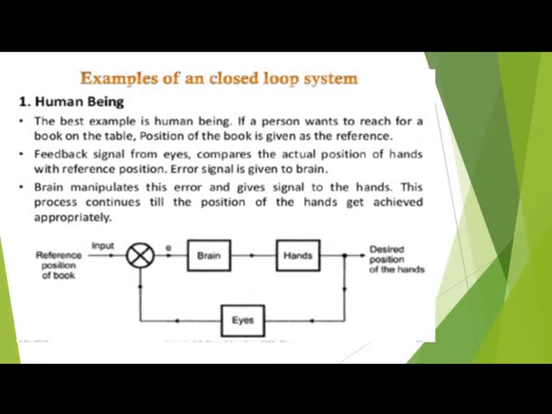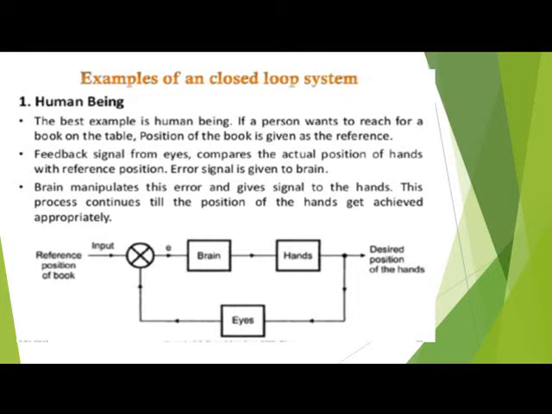Next is another example of a closed loop control system, very easy to understand: the human being. A person wants to reach for a book on a table. The position of the book is given as a reference. The feedback signal from the eye compares the actual position of the hand with the reference position, and then an error signal is given by the brain.